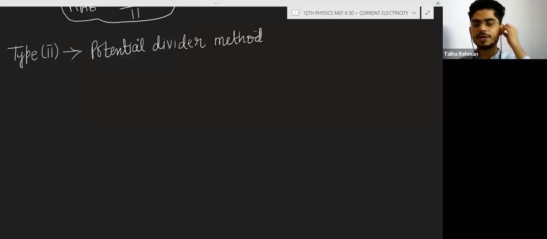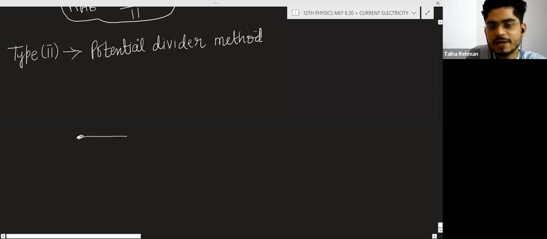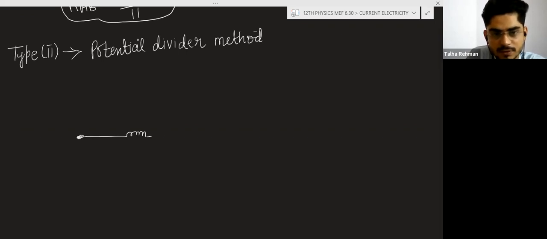So I have already told you, if the resistances are connected and the potential difference across each resistance is same, the combination is parallel. That I will use here. So suppose you have a circuit like this. This line is the wire. There is one resistance here, one resistance is here, and one resistance is here. And this is another end of the conductor.